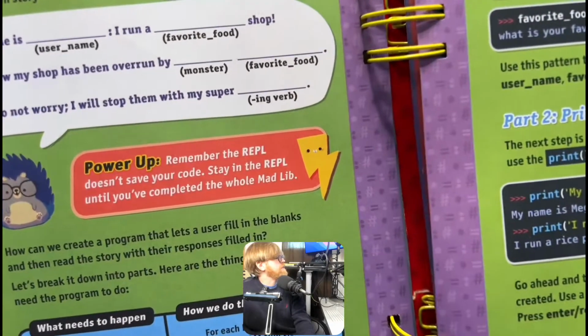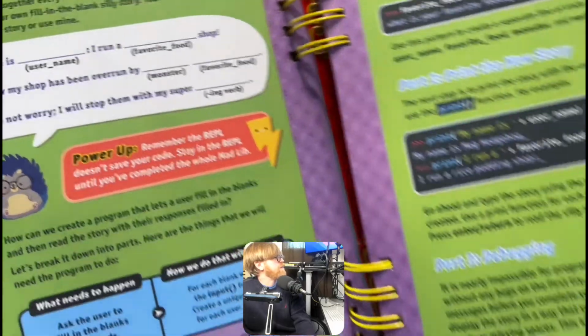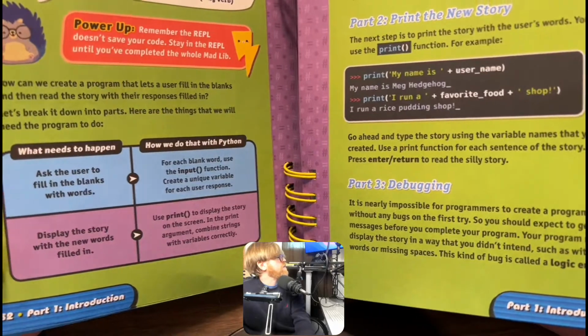Remember that the REPL doesn't save any code. Stay in the REPL until you've completed the whole Mad Lib. All right, so does it walk us through, or are we building this on our own? Let's see. So what needs to happen?